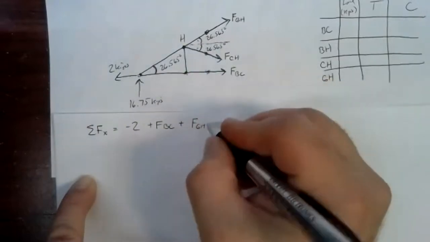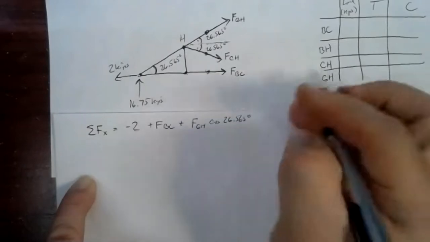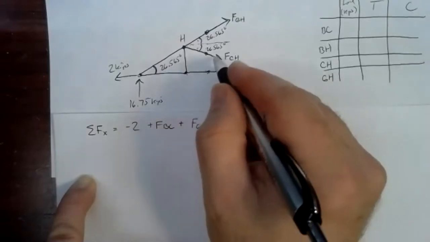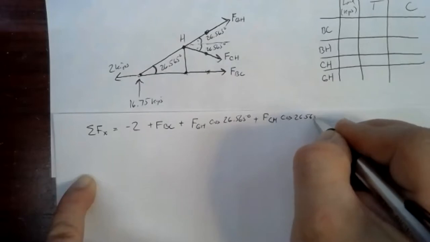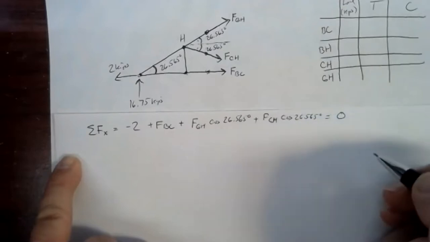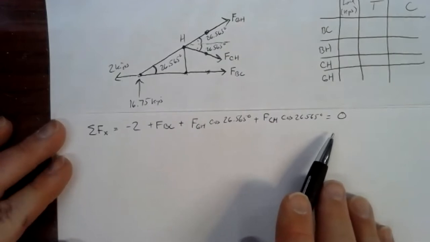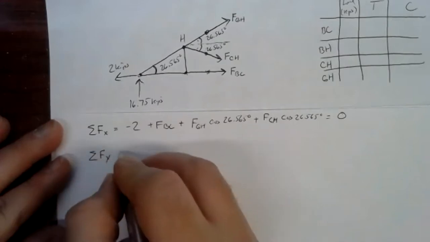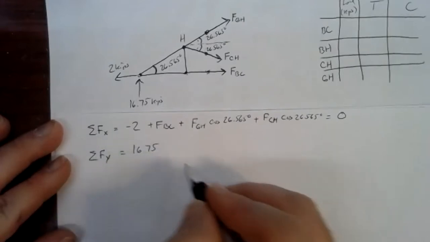That's got to be the cosine piece. So cosine 26.565 degrees, plus FCH, a piece of that to the right. Also the cosine piece. That's everything in the x direction. So like all the other method of sections problems we've done, the x direction equation is kind of ugly. If we do our sum of forces in the y direction, we've got 16.75 kips up, so positive.